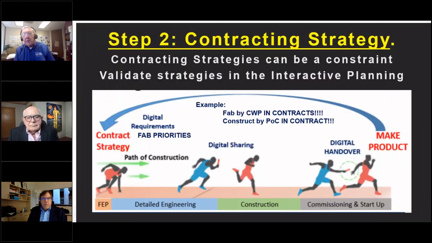And this is the one we use for the contracting strategy. Again, begin with the end in mind, make product, come back. And what I want to take a minute here is to notice all these things: digital requirements, fabrication priorities, fab by CWP in the contract, construct by path of construction in the contract, digital sharing, digital handover. So AWP is very, very high. The larger the project, the more important these digital concepts become, information management. So I want to make sure those are considered and they're in the contract right up front, so there'll be no issues. So that pretty much covers it for me.